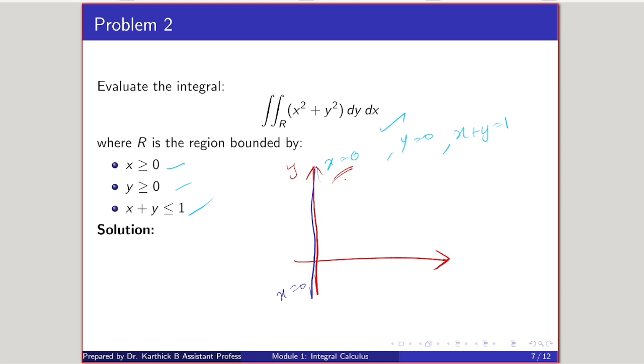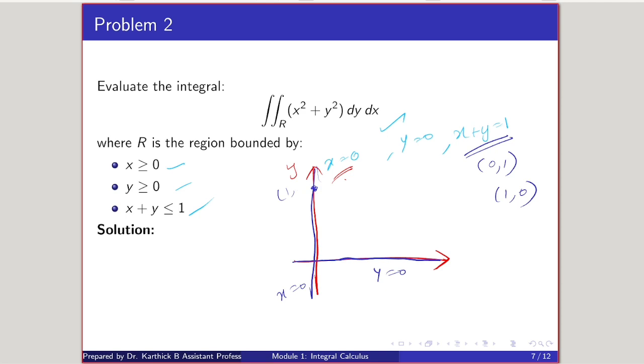And y equal to 0 represents the x-axis. X equal to 0 represents the y-axis, y equal to 0 represents the x-axis. Now x plus y equal to 1 is a simple linear equation in two variables. If I put x equal to 0, I will get the value of y equal to 1, so there will be the point 0 comma 1. Again, if I choose y equal to 0, I will get the point 1 comma 0.